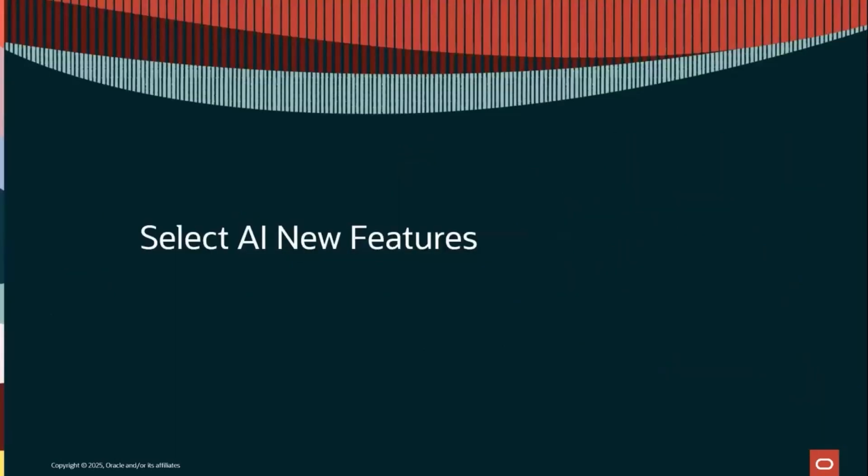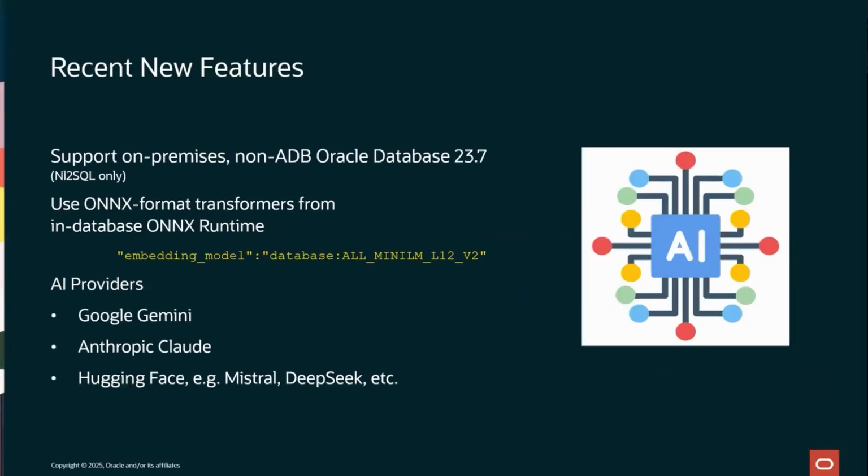Now, we've been talking about several features that have been introduced at last September's Cloud World, like RAG and synthetic data generation. So let's look at a few more recent ones. Most notable is the availability of Select AI for non-autonomous databases, as I mentioned earlier. Look for this in the release 23.7 as it becomes available for your specific database.